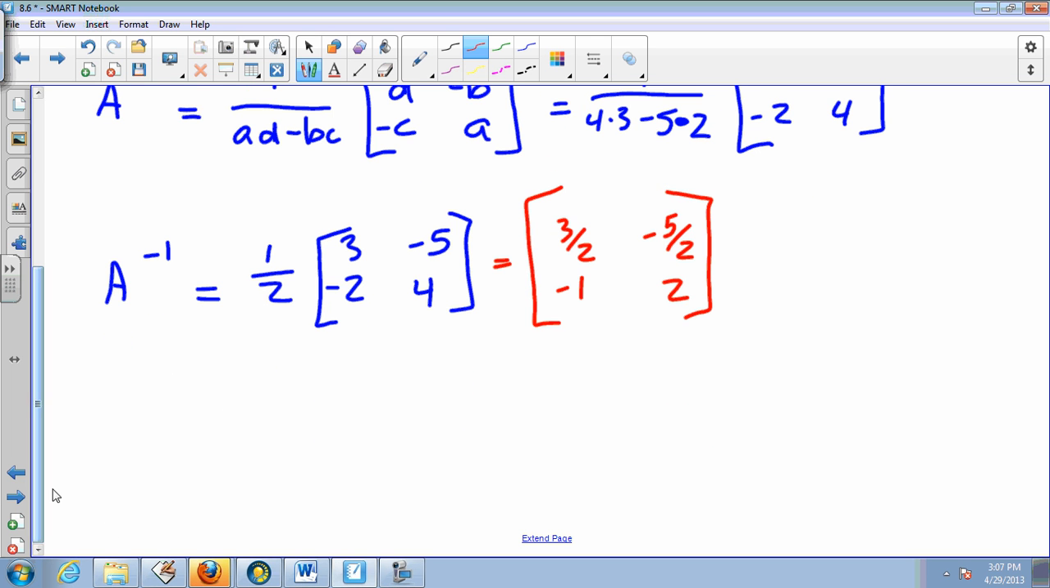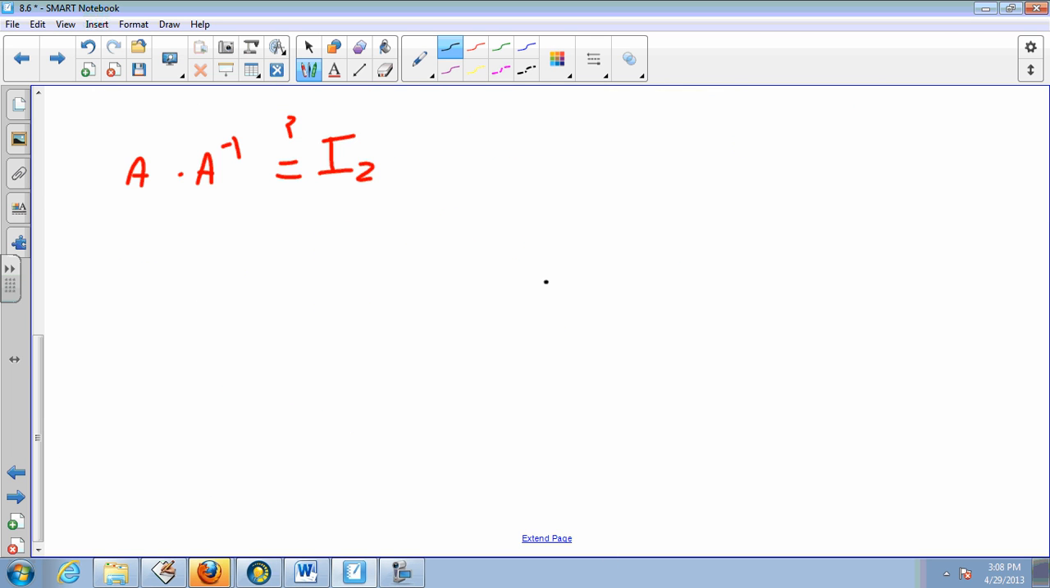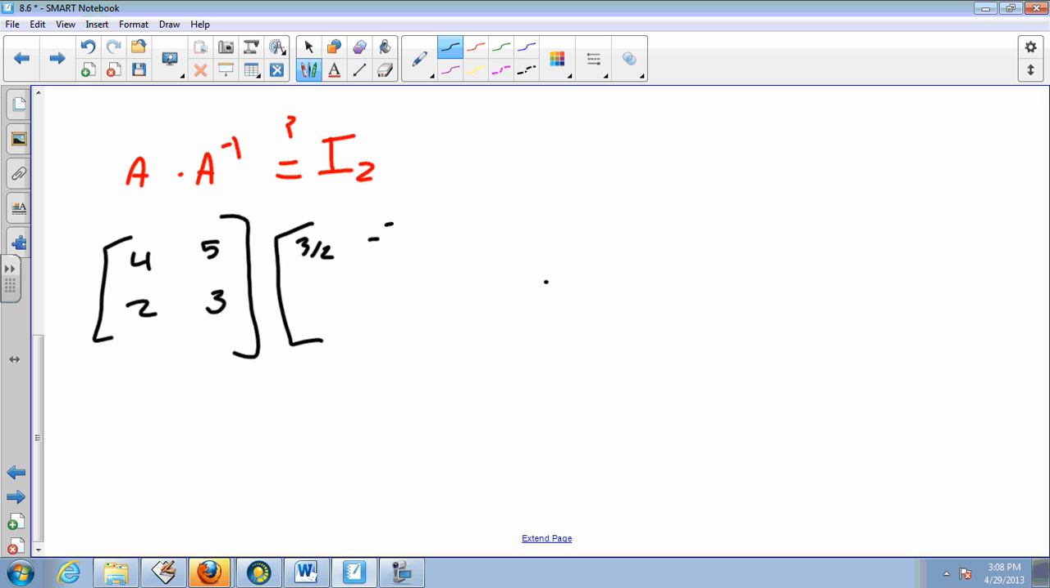We now want to check that A times A inverse gives us our identity of size 2. So we're going to take A, our original matrix, 4, 5, 2, 3, multiply it by A inverse, 3 halves, negative 5 halves, negative 1, 2. We know it's going to work because it's a 2 by 2 times a 2 by 2, and our outcome's going to be a 2 by 2 as well.